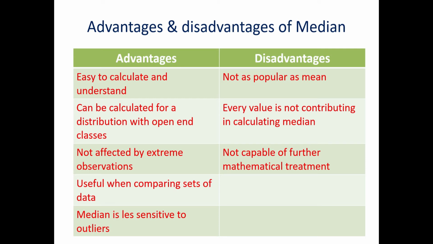Now what are the advantages and disadvantages of median? It is easy to calculate and understand. Can you calculate it for a distribution with open-end classes? You can do it very easily, no issue. Not affected by extreme observation. It is very useful when we are comparing sets of data. And median is less sensitive to outliers. So whether an outlier is there or not, median is not affected much.